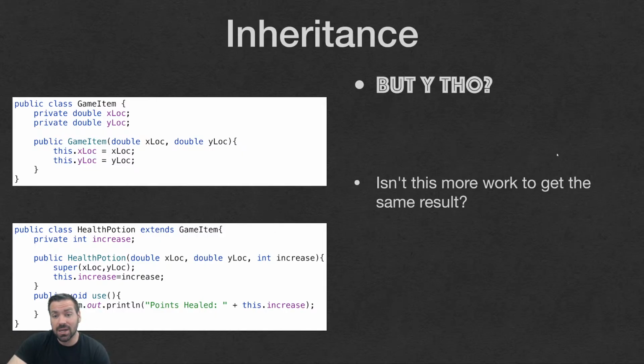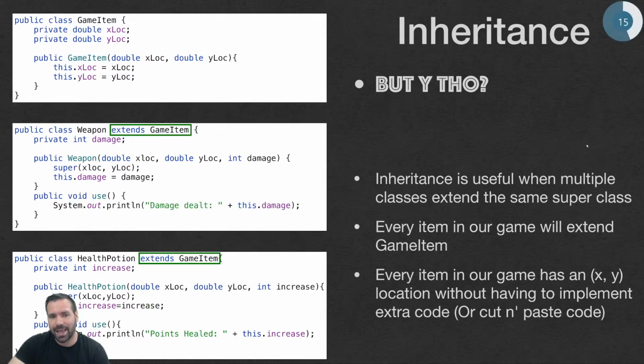But where this does give us an advantage is when we have multiple child classes. So remember, in our example, we're going to do health potions and weapons. If we just had health potion, just one type of game item, inheritance doesn't make sense. Don't use inheritance when there's only one child class, unless you have a really good reason to. I would be surprised to see an example where that made sense. But when you have multiple child classes, now we really get the benefit of inheritance.